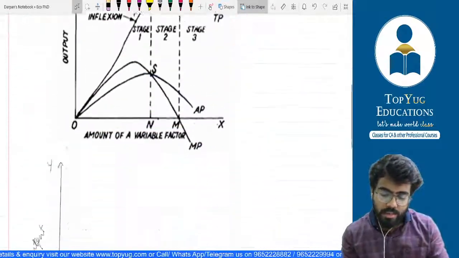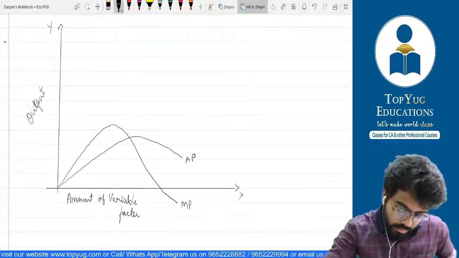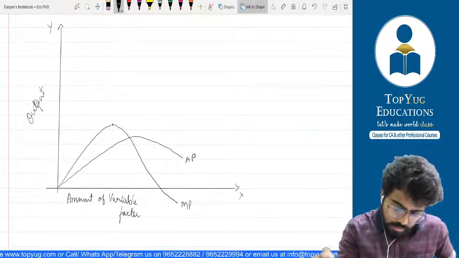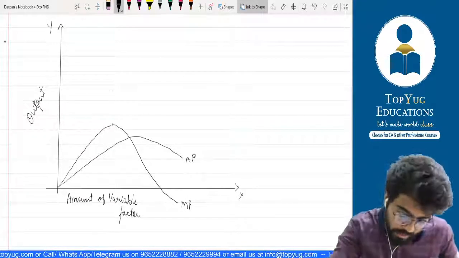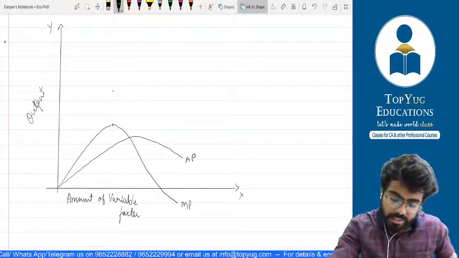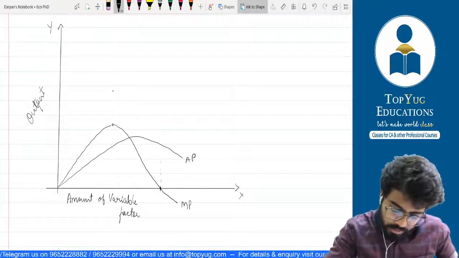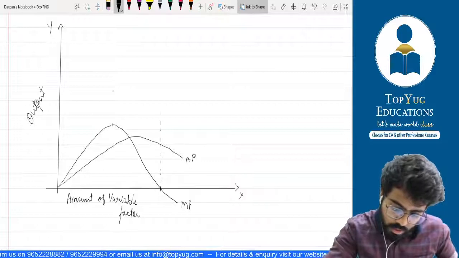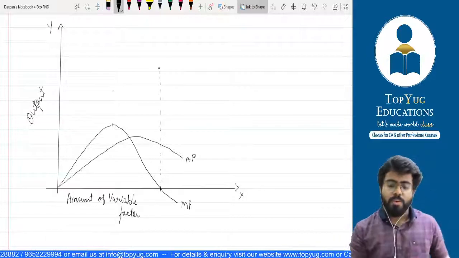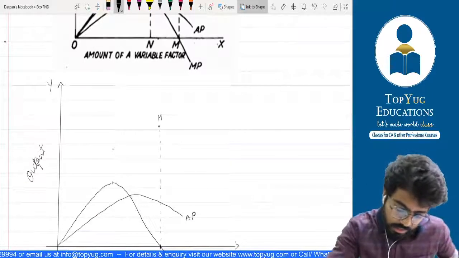Now come to TP. What will happen in TP? What is happening? When MP is at maximum, till this point TP will increase at an increasing rate. After that it will increase, but it will increase at a decreasing rate. Till what point? It will increase till MP is 0. Correct? So you can draw these dots and you can get a point here where this is the maximum point of TP, right? Let's label this as H and this is F.